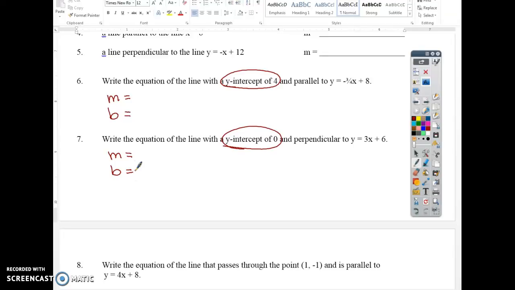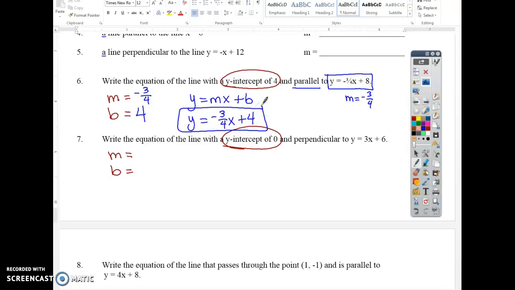For instance, problem number 6 says that you need to write the equation of a line with a y-intercept of 4. So my B is 4. And it's parallel to this equation. Well, if it's parallel, it has the same slope. So what's the slope of this one? Write it down. M equals negative 3/4. So the slope of this one has to be negative 3/4. So now that I have my M and my B, you write the equation y equals mx plus b. What is my equation? Negative 3 over 4x plus 4.